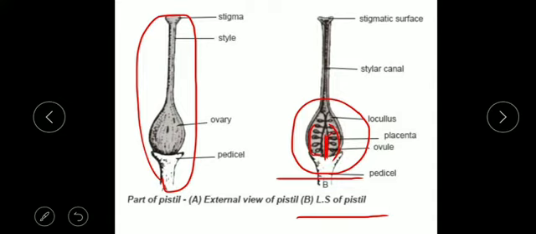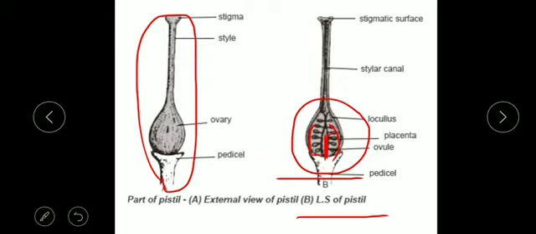Okay, so this placenta is parenchymatous in nature where these ovules get attached by a small outgrowth of the stalk called the funicle. Okay, so remember, in different fruits or different plant ovaries, the placentation or the arrangement of ovules inside the ovary may differ. Okay, so that you have already studied in 11th standard.